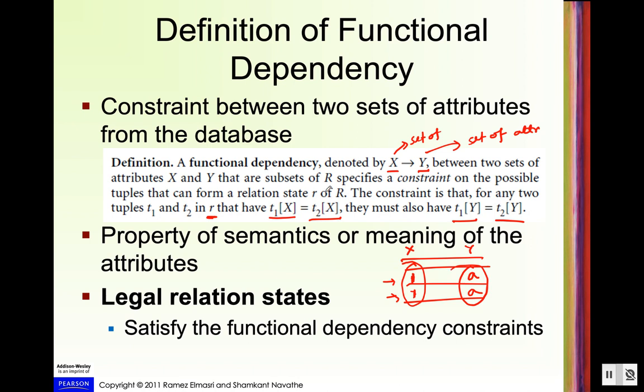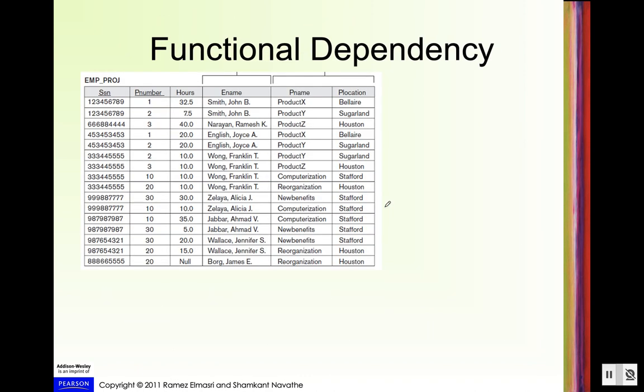So this is a constraint, a specific constraint based on two sets of attributes. These two sets of attributes will actually be subsets of attributes from a specific relation R. So let's see an example. We have this table, employee project. In this employee project we have SSN and P number as the primary key, meaning here we are mixing information of employee and project together.